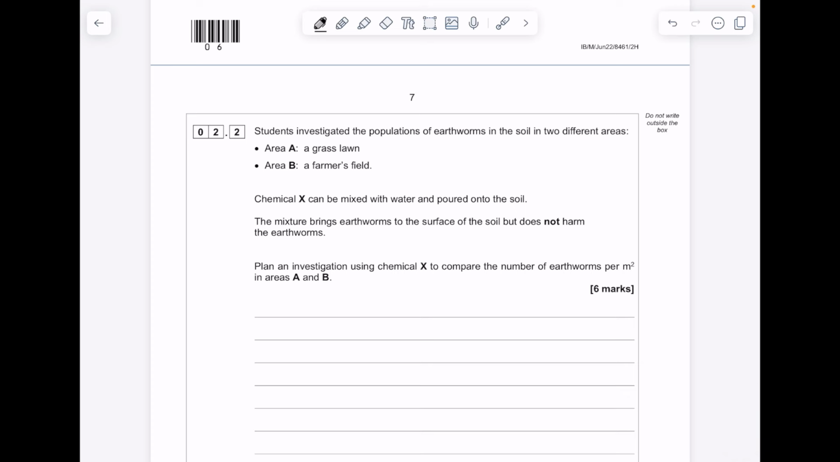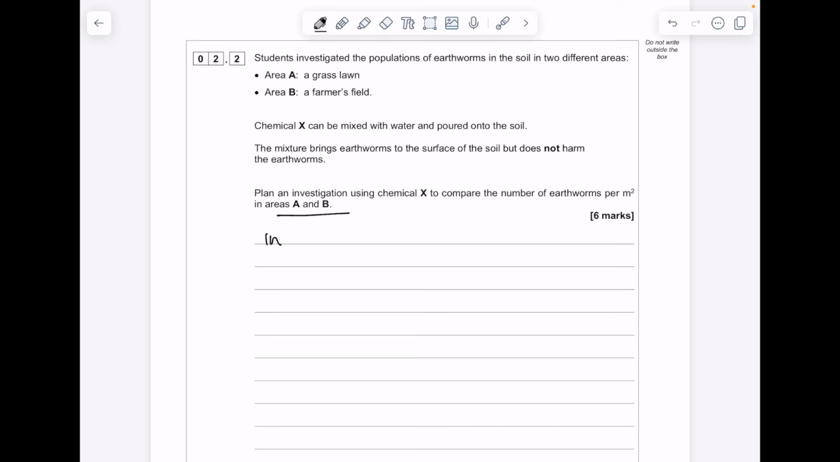Students investigated the populations of earthworms in the soil in 2 different areas. Area A, grass lawn. Area B, farmer's field. Chemical X can be mixed with water and poured onto the soil. The mixture brings earthworms to the surface but does not harm them. Plan an investigation using chemical X to compare the number of earthworms per meter squared in areas A and B.